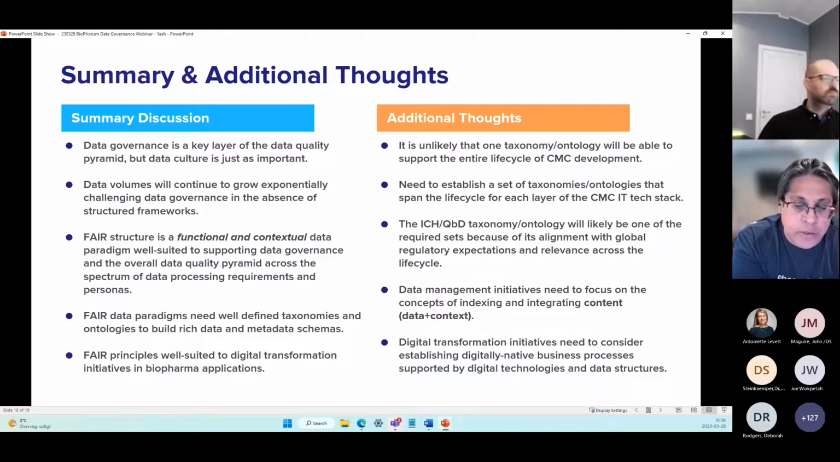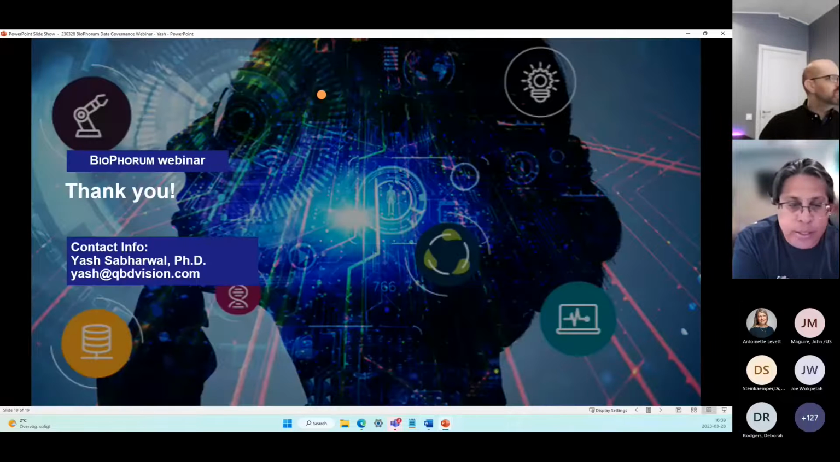And finally, digital transformation initiatives, if they're going to be effective over the long term, need to consider establishing digitally native business processes to underpin them, and then they need to be supported by digital technologies and data structures that go beyond the capabilities of today's electronic approaches. So that's our summary and additional thoughts.